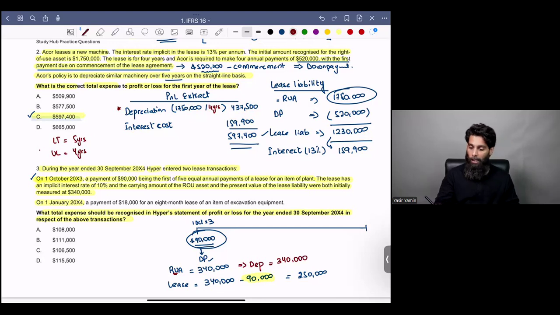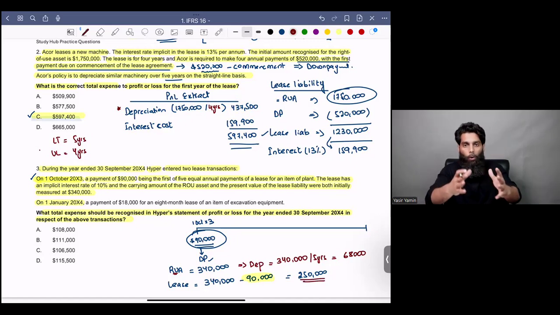You have purchased this asset with 5 equal annual installments. So the life would be 5 years. 340,000 divided by 5 years. Can anybody tell me what would be the answer of depreciation? What would be the answer of depreciation? 340 divided by 5 years. This is 68,000. Correct?